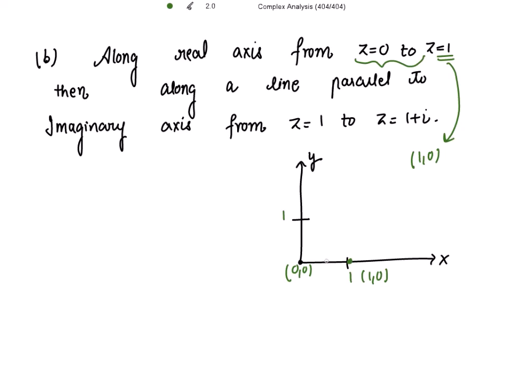So we need to find the integral along this line first, and then along a line parallel to the imaginary axis from z equal to 1 to z equal to 1 plus iota. This is your imaginary axis, right? The line parallel to the imaginary axis, that is from z equal to 1 to z equal to 1 plus iota. 1 plus iota means the point 1, 1. So from this point to, okay, let me name this as the point O, and this is the point A, and this is the point B.